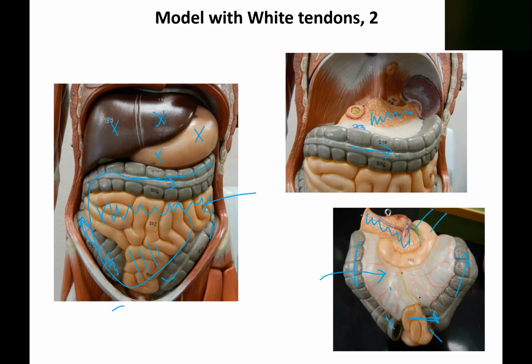Okay, and so that's the end of the digestive lab. Again, don't forget to go back over these. Don't forget to get your functions out of your lecture notes. And don't forget to use Anatomy and Physiology Revealed because it also has the diagrams.